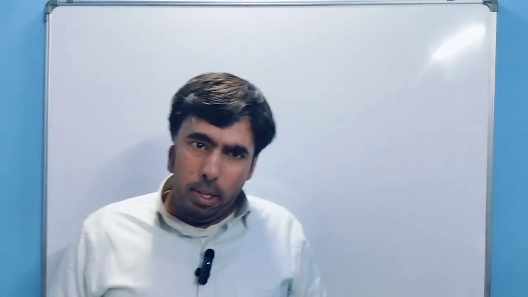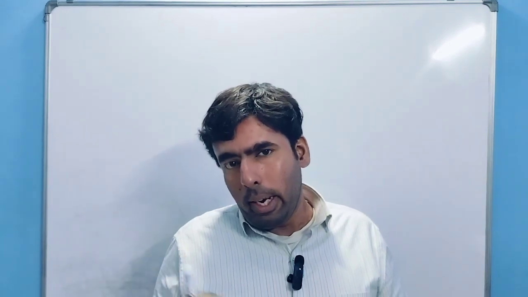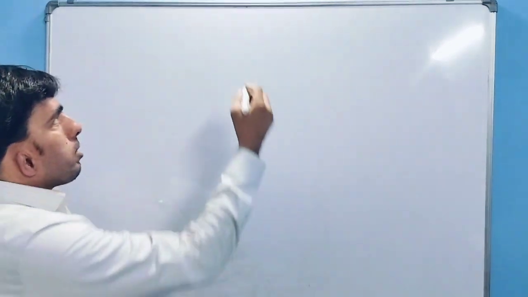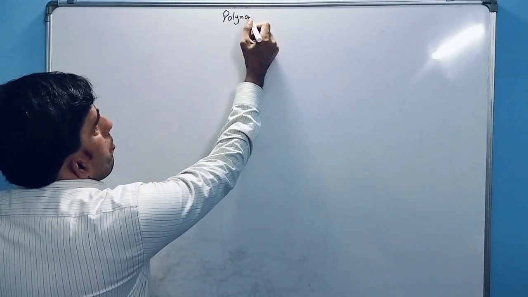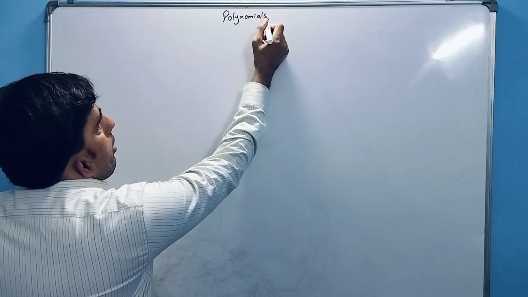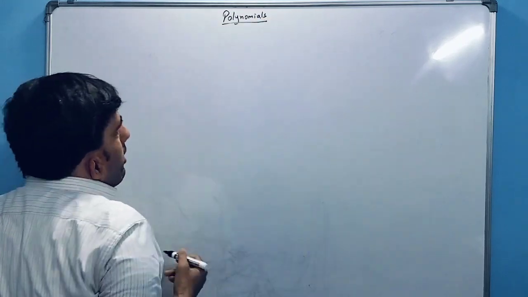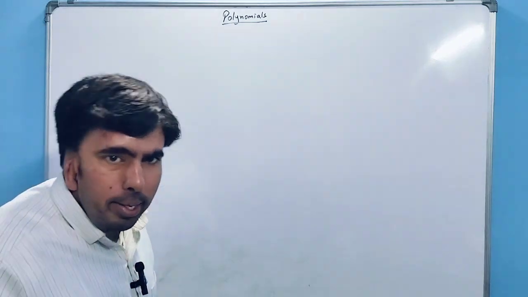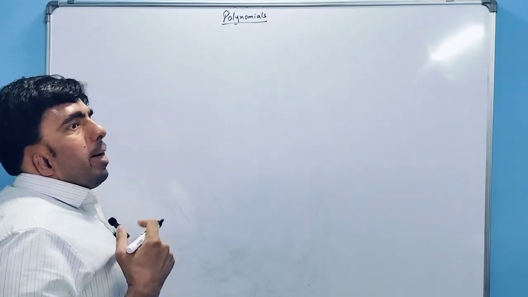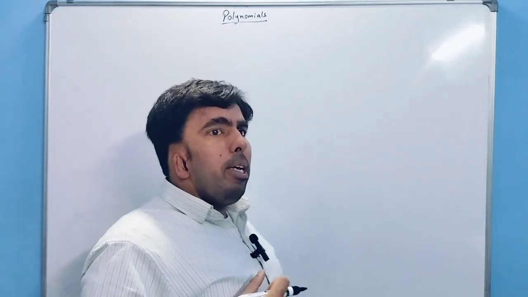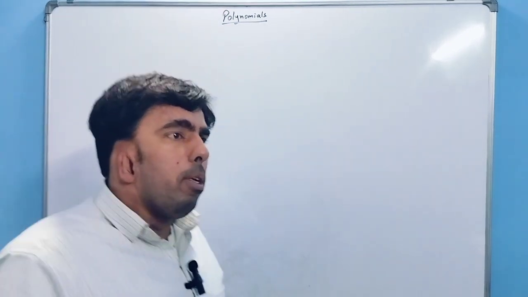Hello, good morning students. Today we'll learn about the identities which are used in numericals in the chapter for class 9th, that is polynomials. Okay, so let us begin with the chapter. In this chapter the most important part is the identities. If we know the identities, then we are easily able to solve the numericals.